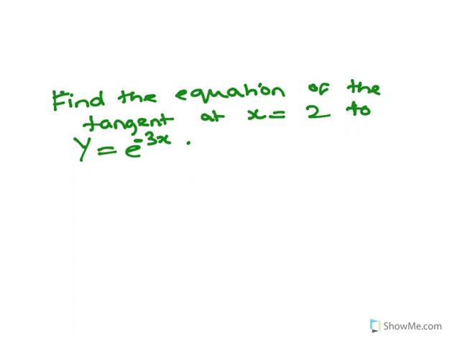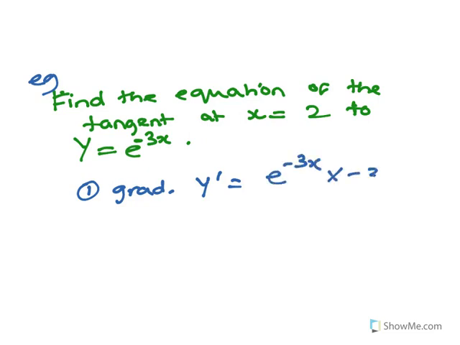Okay, so now we're going to look at finding the equations of tangents and normals. I have an example here. So we're going to find the equation of the tangent to y equals e to the minus 3x at x equals 2. So step 1 is to find the gradient. So the gradient is y dash. Because it's an exponential, you differentiate it and you get minus 3 e to the minus 3x.